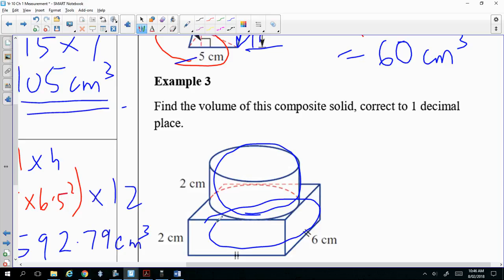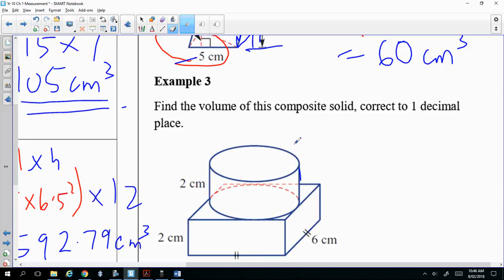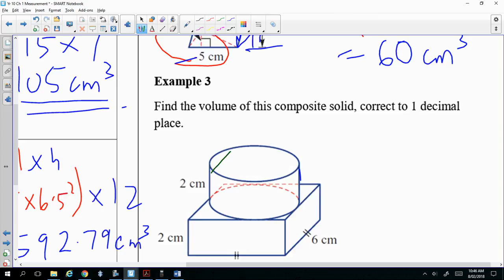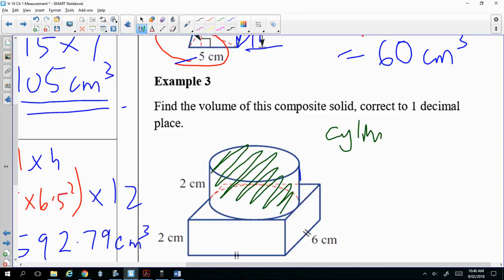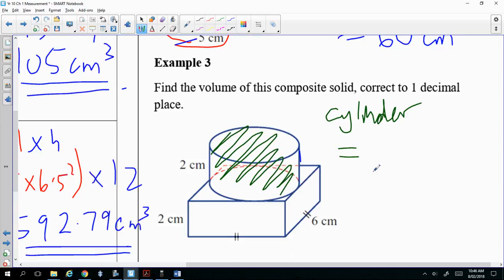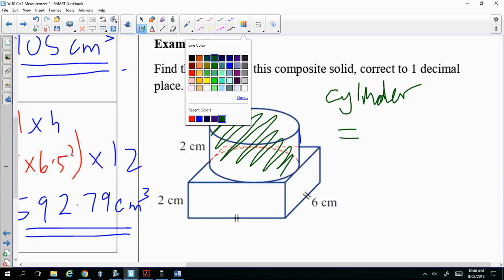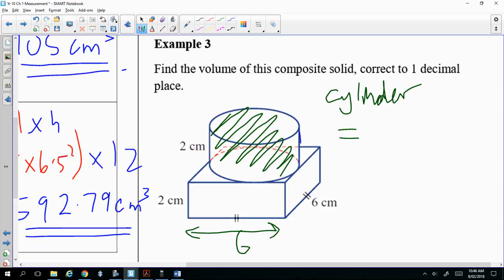So let's do that. We're going to find the volume of a cylinder, which I'm going to do in green. So this cylinder here. So you write cylinder equal. Okay. Now what's the radius of the cylinder? This you have to calculate. 3 centimeters. Yes, very good. Because why is it 3? Because that's 6, which means the diameter is 6.